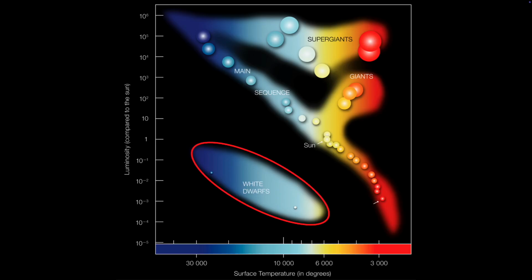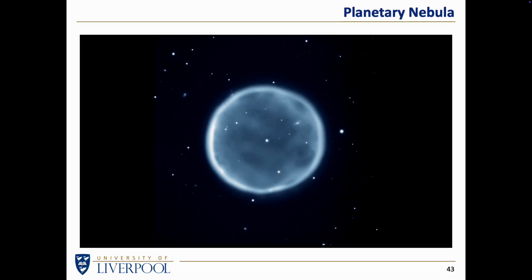But notice the luminosity is much lower. They are lower down in this diagram, simply because white dwarfs are relatively small. They're very hot, but they're very small, and hence their luminosity is rather low, even though their surface temperature is rather high.